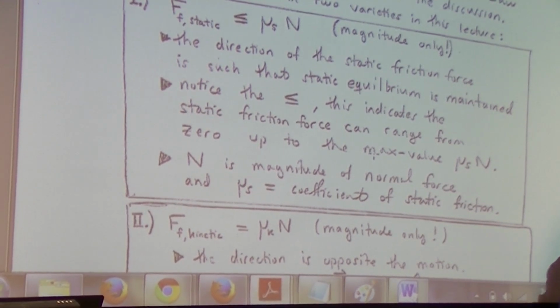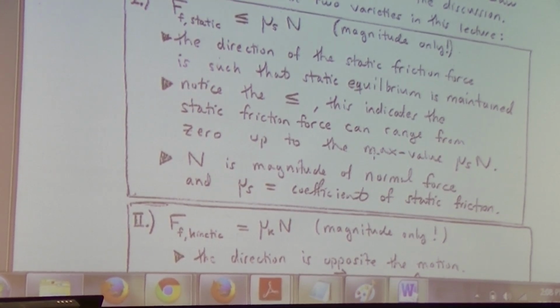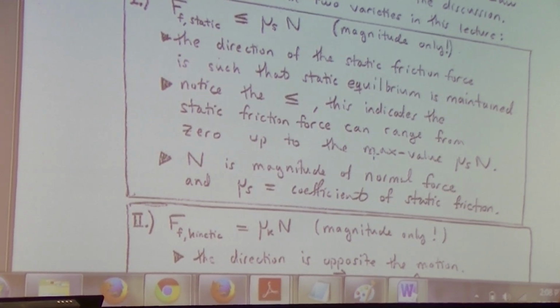Is mu times the normal force when it will start moving, or the hardest you can push without it moving? That's the hardest you can push, that's the breaking point right there. If you get just a little bit past that, it'll move.